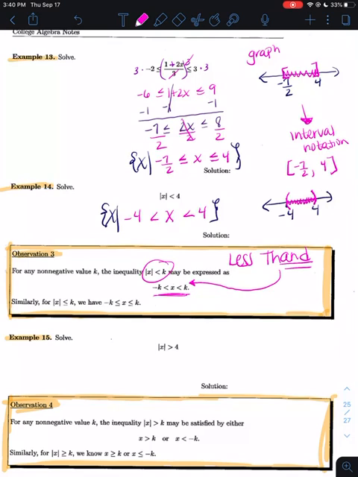All right, and then you put parentheses on both sides because they both have parentheses. Your interval notation answer would be negative 4, comma, 4.